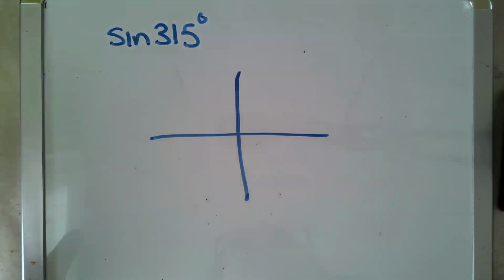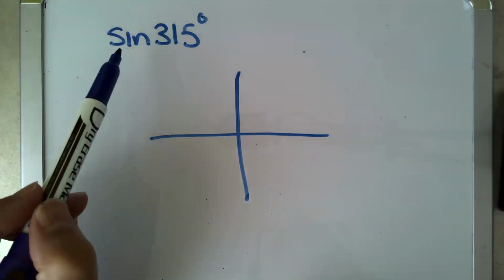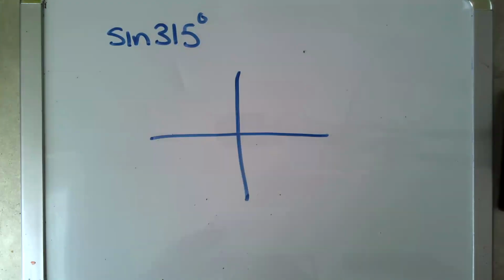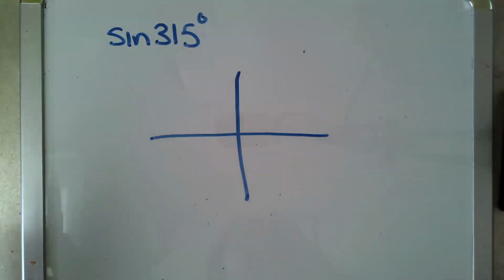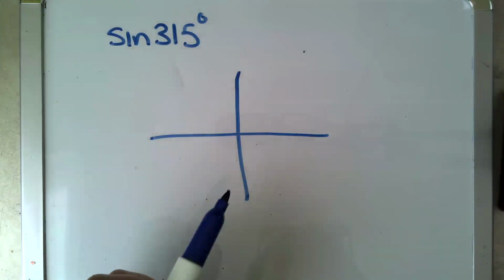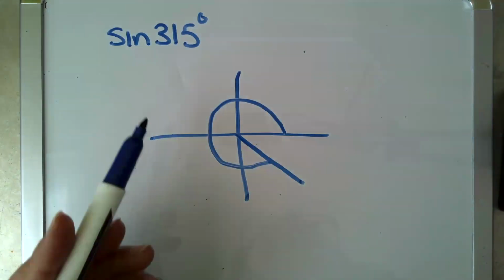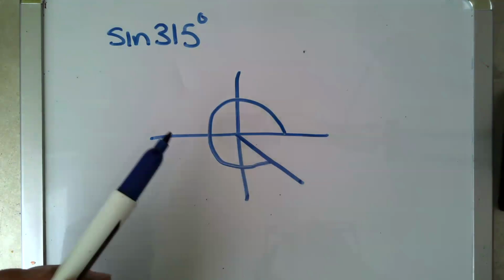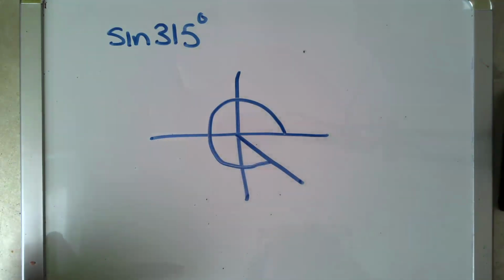So what is a reference angle? How do we find it? And why do we need to use it? Well, let's say you're asked to find the sine of 315 degrees using no calculator, no unit circle, anything like that. So if we draw 315 degrees, that's something like that, right? This right here is 360. So 315 would make it to about there.